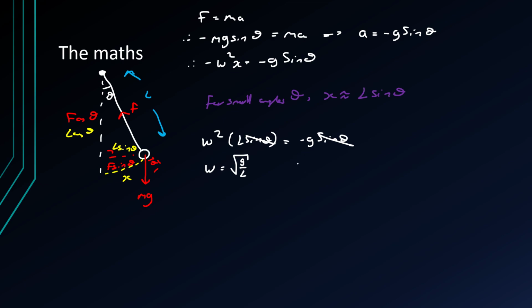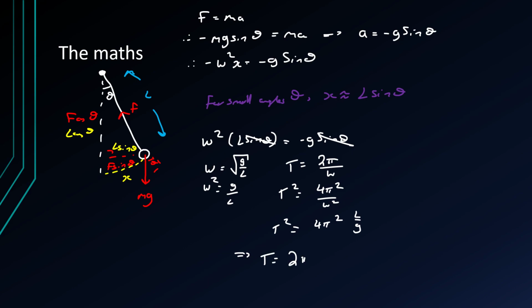We know that the time period is 2 pi divided by omega. Now, I'm actually going to write this as omega squared. So we can write that T squared is 4 pi squared divided by omega squared, which is 4 pi squared times L over g, just flipping this, which we can then write just simply as T is 2 pi times the square root of L over g seconds. And that is exactly what we were looking for.